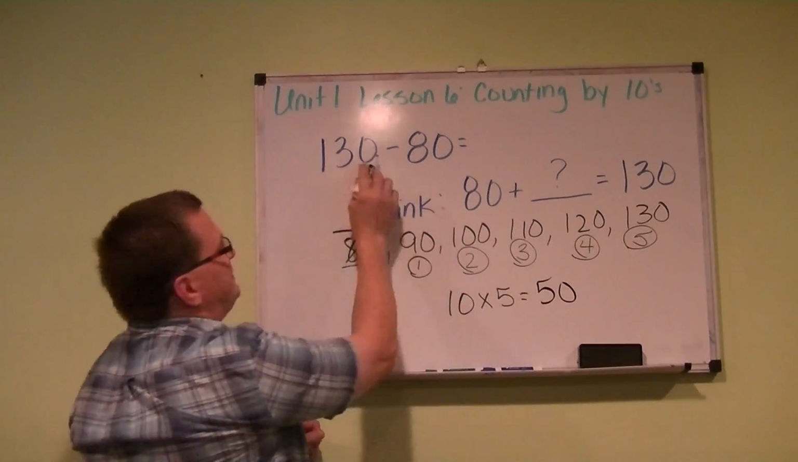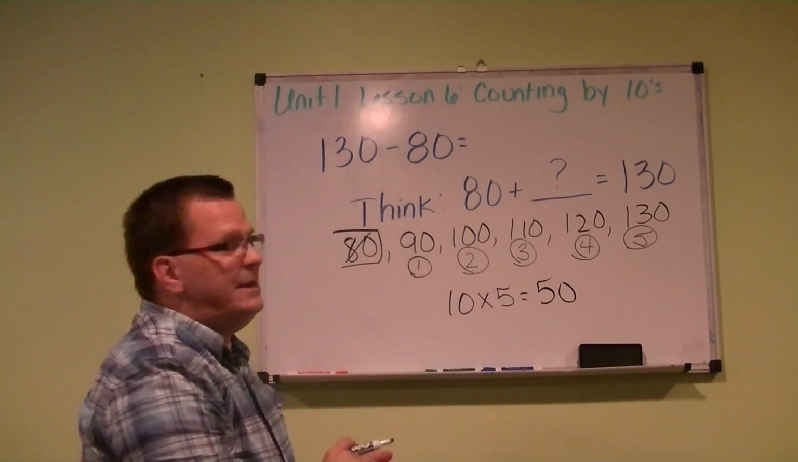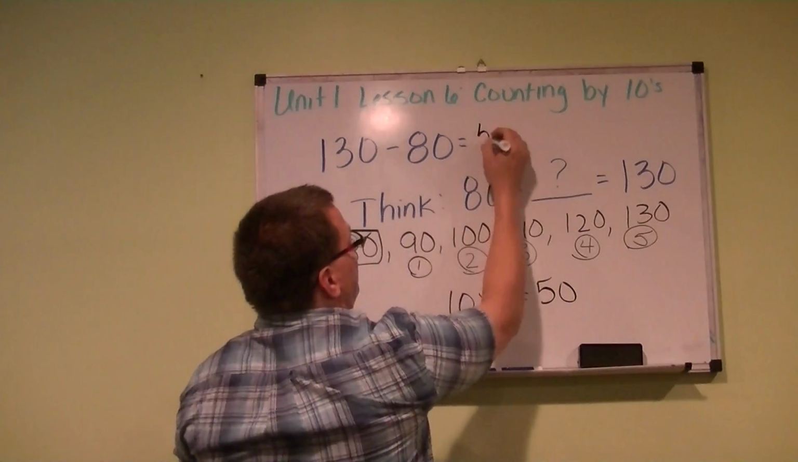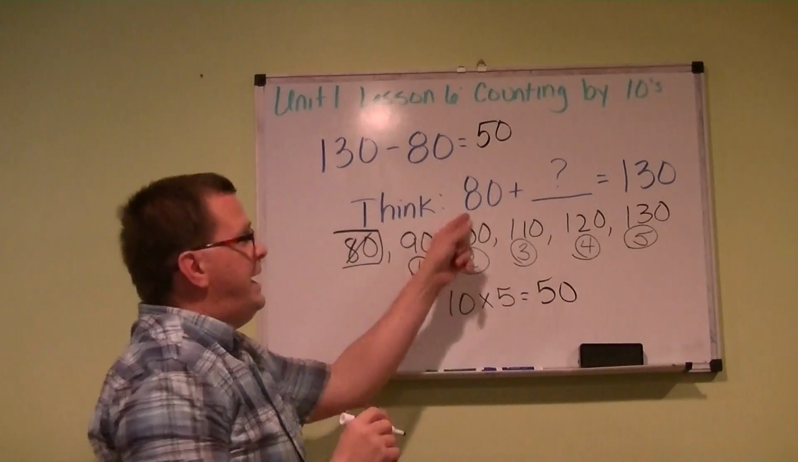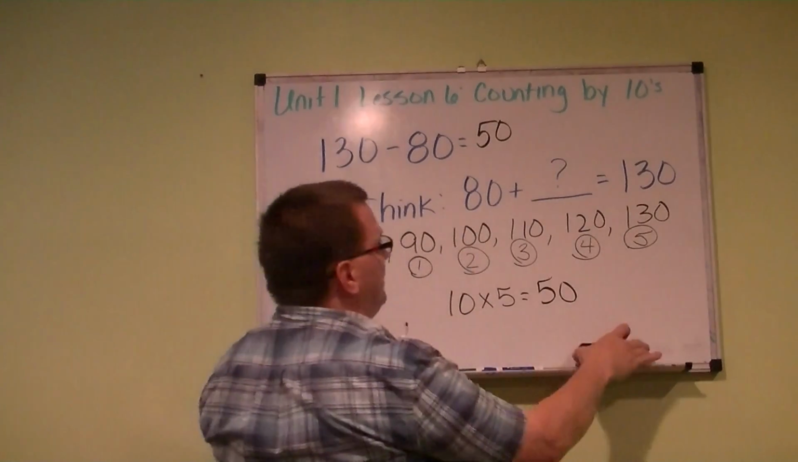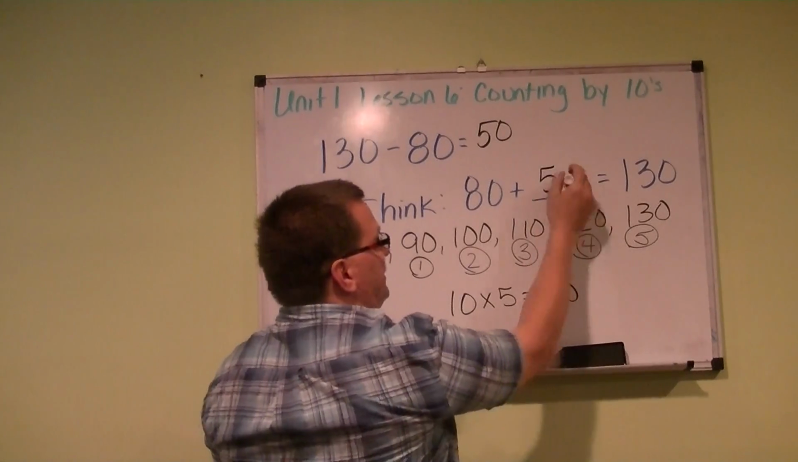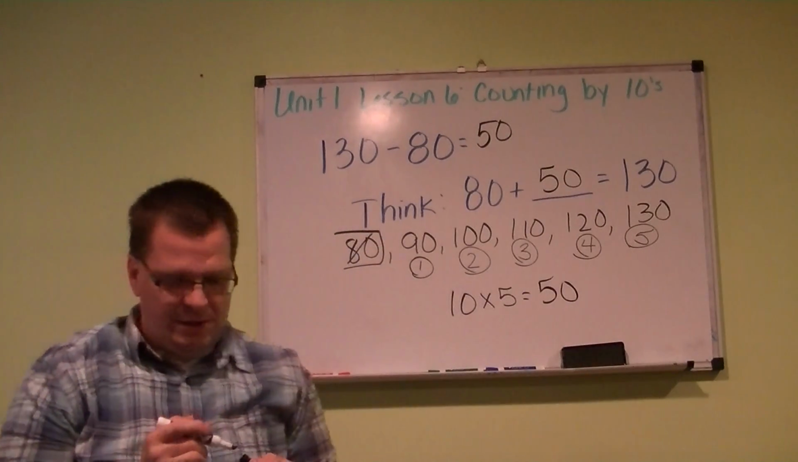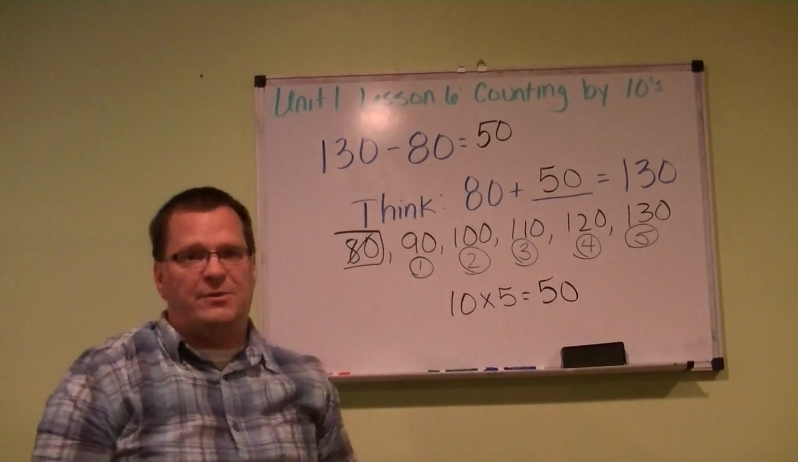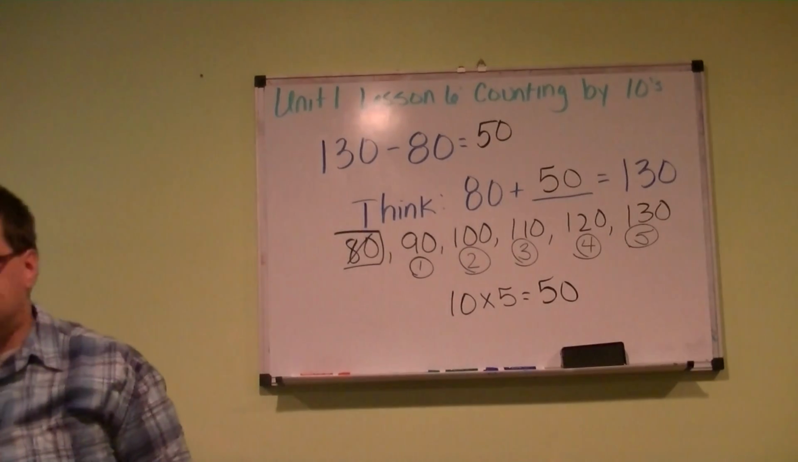So really, when we say 130 minus 80, we're saying it's 50. Or 80 plus 50 still equals 130. So it's what they call mental math. We don't really have to think about it, and we can just make that happen.